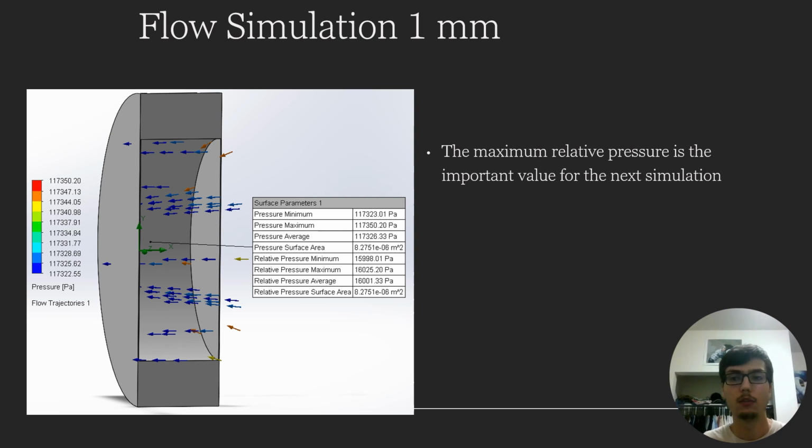So once we input those values into SolidWorks and we get those custom materials in, now we can start the simulations. The first one was a flow simulation of the 1 millimeter length. The important value here is going to be that relative pressure maximum seen in the chart, which describes the maximum pressure felt on the inner side of that tube.